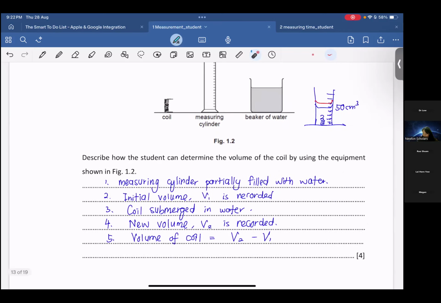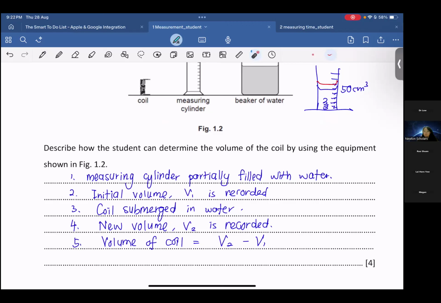Okay, if you already finished copying, please let me know. Type in your chat box. Let me know so that I can continue to the next page. Done? Okay, so we go to your next page.